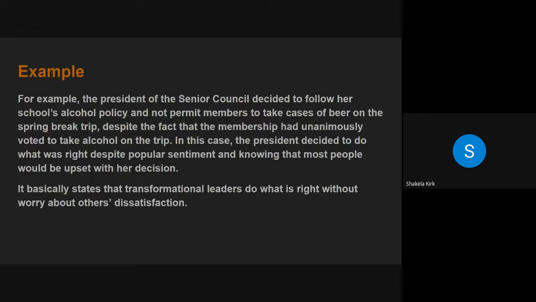For example, the president of the senior council decided to follow her school's alcohol policy and not permit members to take cases of beer on the spring break trip, despite the fact that the members had unanimously voted to take alcohol on the trip. In this case, the president decided to do what was right despite popular sentiment, knowing that most people would be upset by her decision. What it basically states is that transformational leaders do what is right without worrying about others' satisfaction.